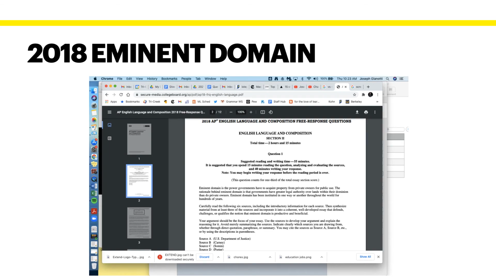So on the grid, when you're charting, the first 2 things that I want you to chart are the definition of the word, what they mean by it, and then the question that's being asked. So this is the first page of the eminent domain prompt that I used as an example in your chart. The first page of the synthesis essay is going to look very similar every time you look at a different one. They will always have this bold-faced directions at the top. They will always read the exact same way.